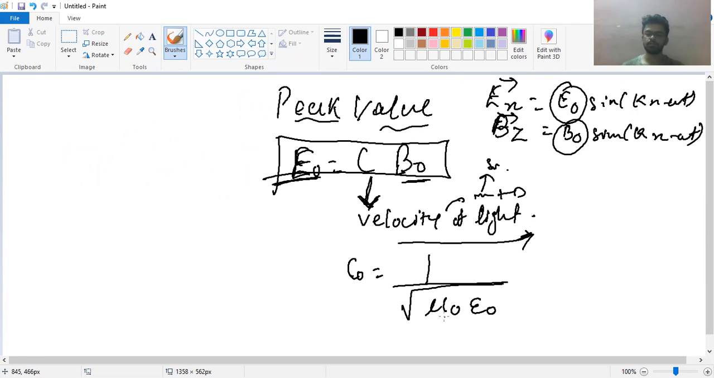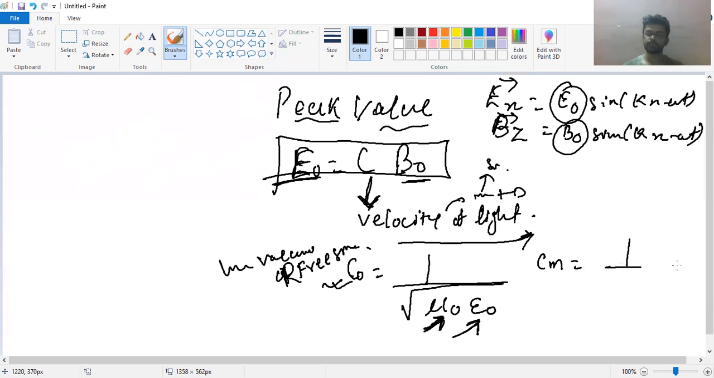And what is mu naught into epsilon naught? Mu naught is the magnetic permeability, and epsilon naught is the electrical permittivity. We know that. What is the value of epsilon naught? What is the value of mu naught? This is the velocity of light in vacuum, or free space. Now you may ask what is the velocity of light in any medium?